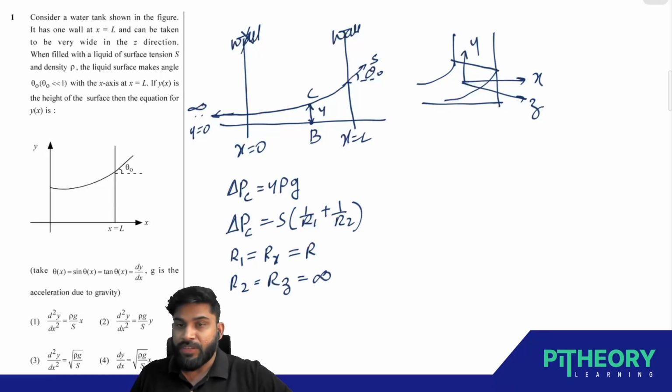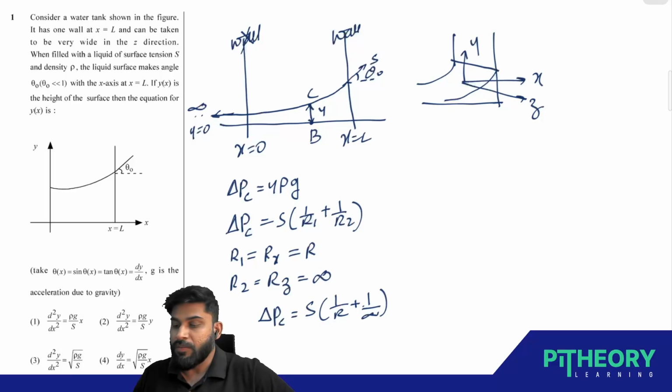So obviously our pressure difference here, delta Pc, will be equal to S into 1 by R plus 1 by infinity. 1 by infinity, we know, is 0. So obviously this will be S by R that you'll be getting, right? Now, this pressure difference S by R, you can connect it with the curvature. How can you connect it? Curvature is inversely proportional to the radius. Curvature is equal to 1 by radius, you can write.